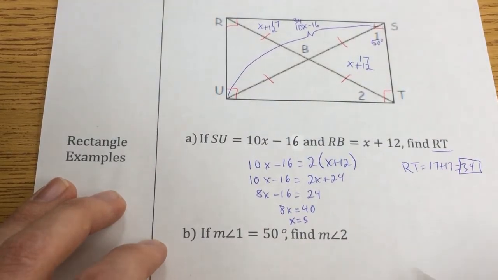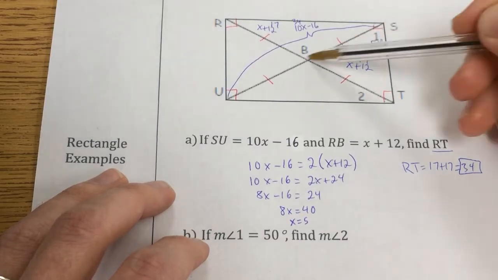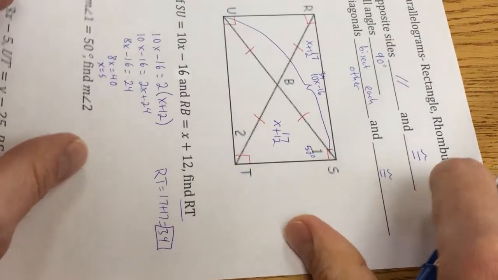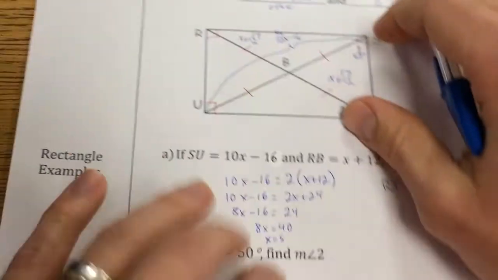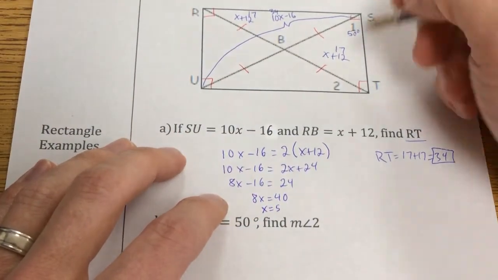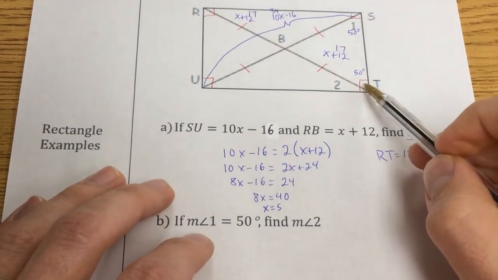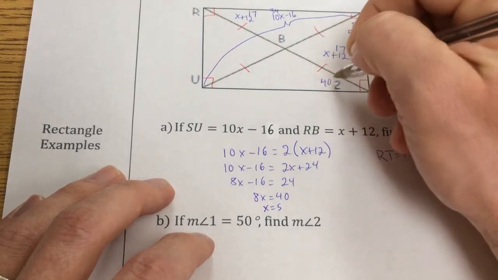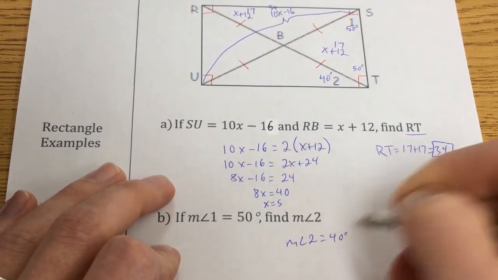Next, if the measure of angle 1 is 50 degrees, find the measure of angle 2. Well, check this out. When the diagonals are congruent here, I have a triangle on this side. And this triangle is an isosceles triangle because those two sides are congruent. So if I turn it like this, you might see it better. But I've got 2 sides congruent here, so therefore the 2 base angles are congruent. So if it's 50 up there, it's 50 down here. And I know the whole entire angle is 90 degrees, so all I have to do is simply take 90 minus that 50 to get 40 degrees right there. So the measure of angle 2 is equal to 40 degrees.